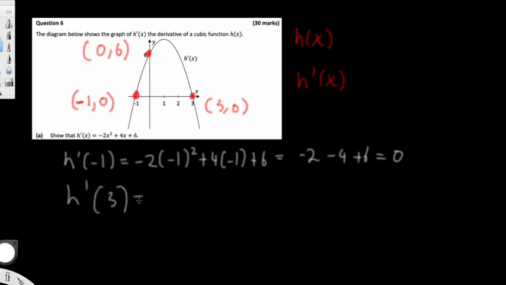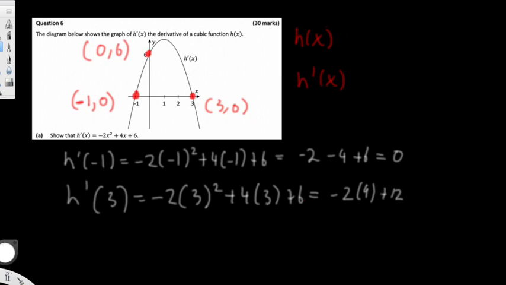h prime of 3 is equal to minus 2 times 3 squared plus 4 times 3 plus 6, which is minus 2 times 9 plus 12 plus 6. Minus 2 times 9 is minus 18, plus 12 and 6 is 18, and that's a 0. So that one also fits. So this second point fits. Now let's check this one here.